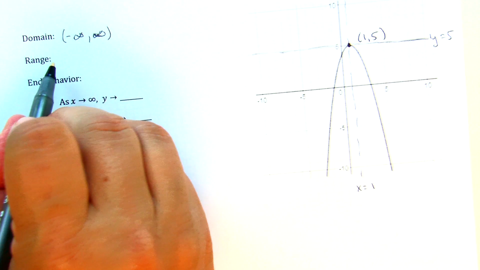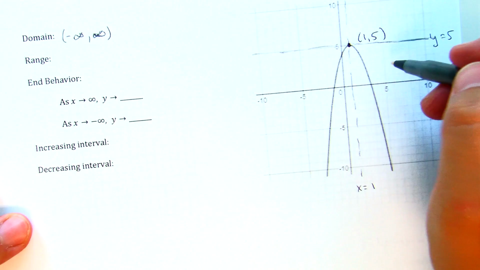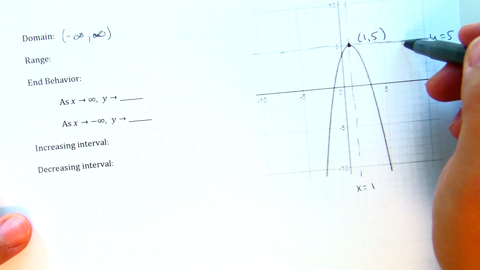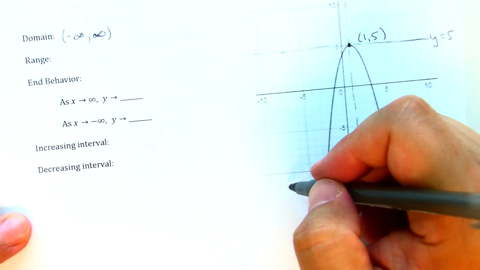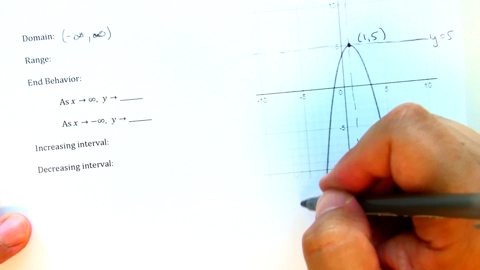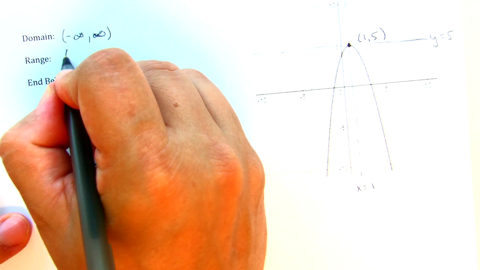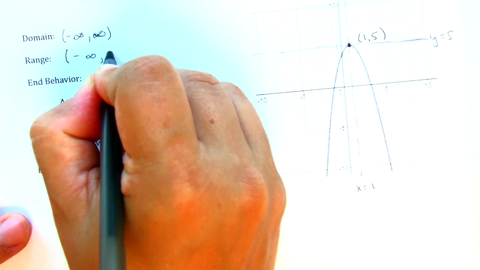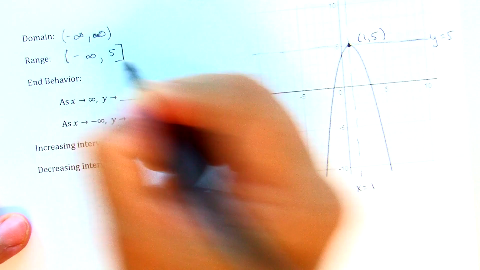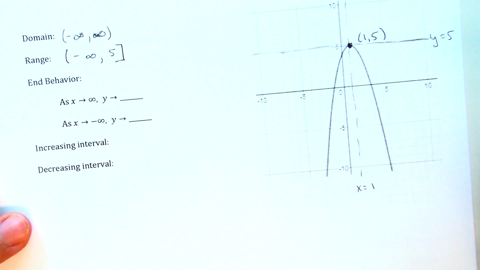Our range is, now here the range is everything from 5 below. So we can think of it as going from -infinity all the way up to 5. So that's going to be our range. -infinity up to 5, and it includes 5, because it does actually get up to y equals 5. So we'll put square brackets there.